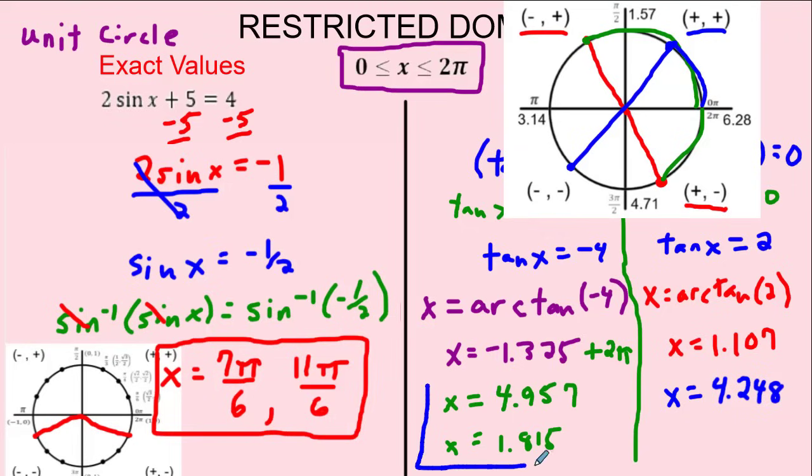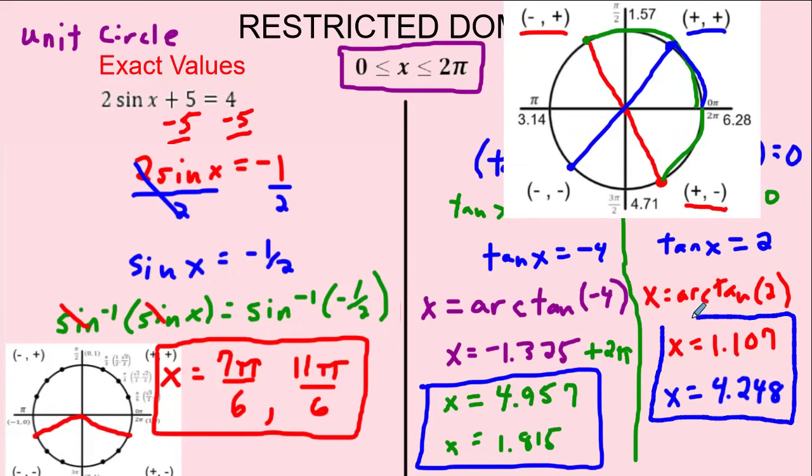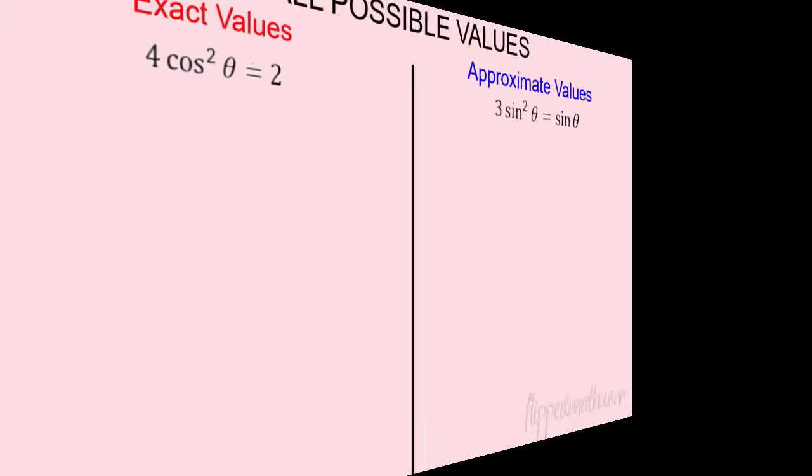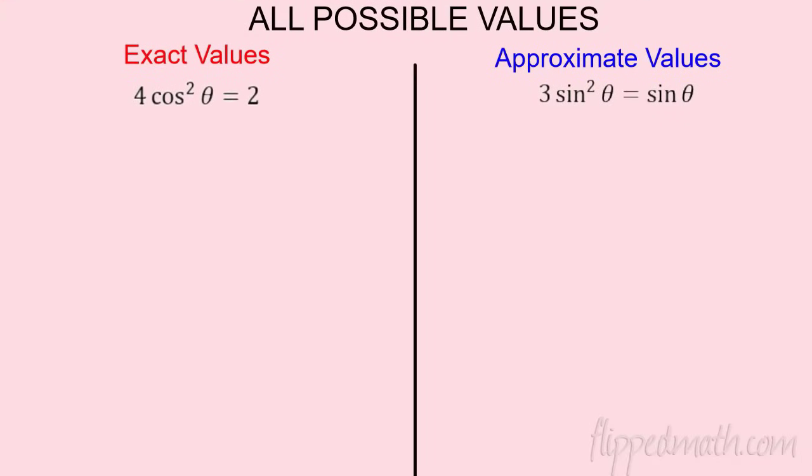So what are my answers? So I've got these 2 that are in the restricted domain. So I've got 4 possible answers between 0 and 2 pi that all work. That is awesome. Okay, let's do it when we don't restrict the domain.